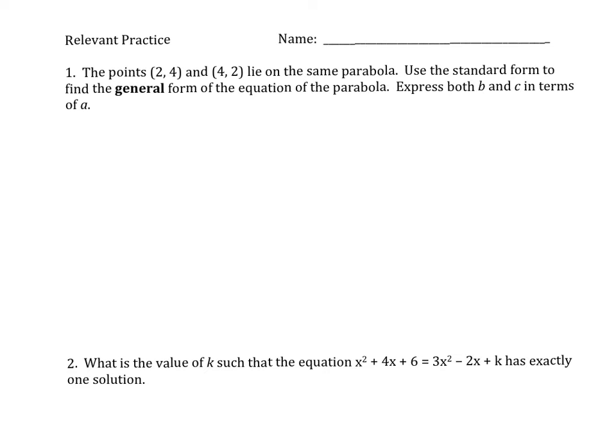Okay, in order to solve this problem, we need to set up two equations in the standard form, plugging in our xy values from the two given points. So first we'll get 4 is equal to a times 2 squared plus b times 2 plus c, which gives us the equation 4 is equal to 4a plus 2b plus c.